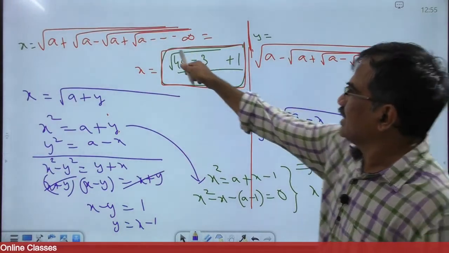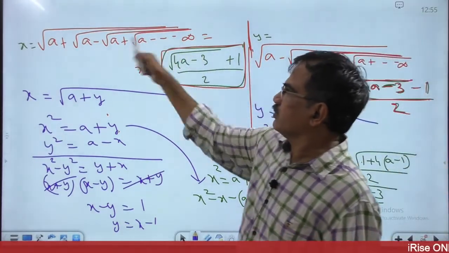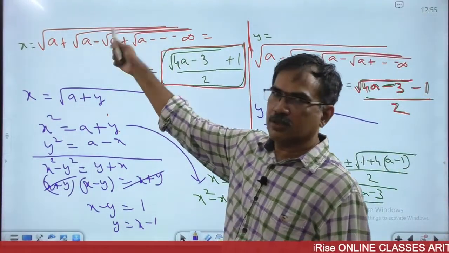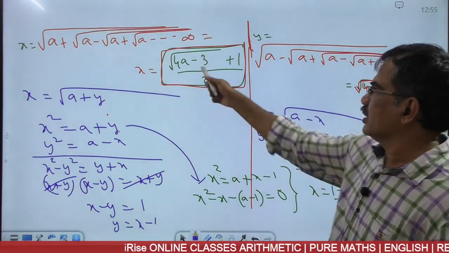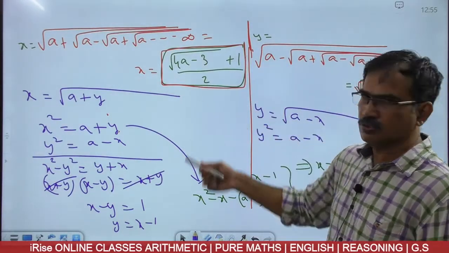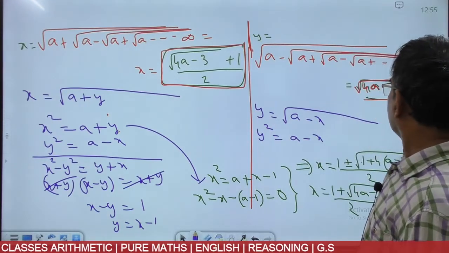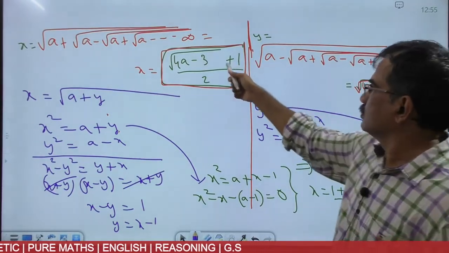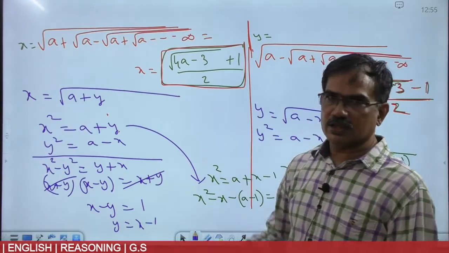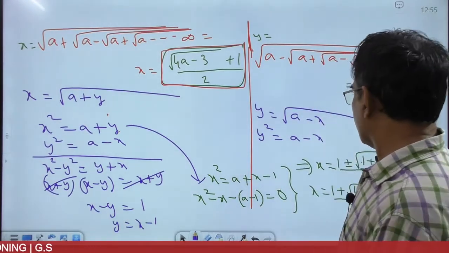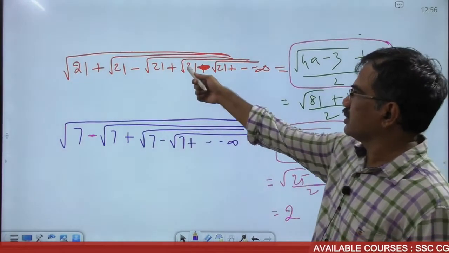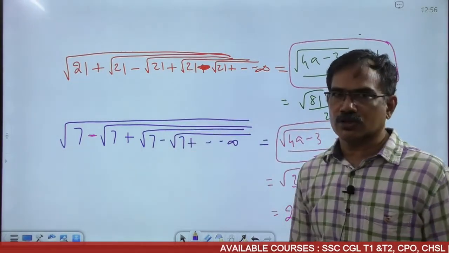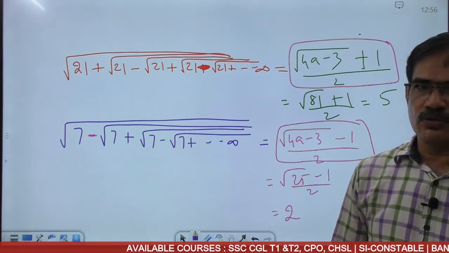Formula number 3 and 4 are directly given. 3, 4: alternate positive and negative given, and alternate first negative, next positive given. The formulae are root of 4a minus 1 by 3 by 2, and this is root of 4a minus 3 minus 1 by 2. This is plus 1 by 2. There, minus 1 by 2. And correspondingly, the problems are given like this. This one and this one are examples of those two. So 4 formulae.